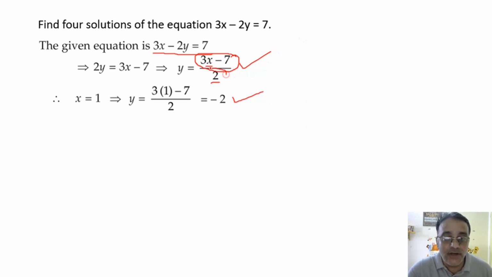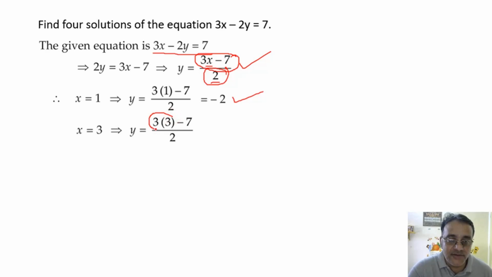नीचे denominator में जो है वो plus करना है. You have to add the denominator value. So 3 ले लो. So we are going to substitute 3 in place of x. So this will become 9. 9 minus 7, 2. 2 by 2, 1. So we got 1.